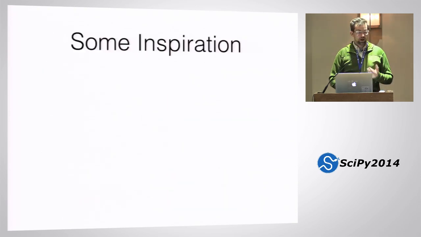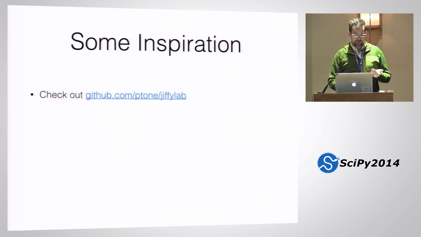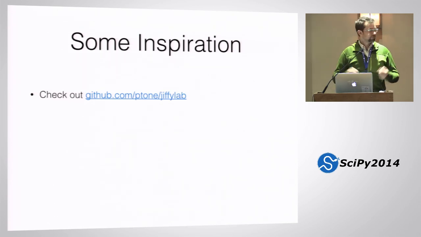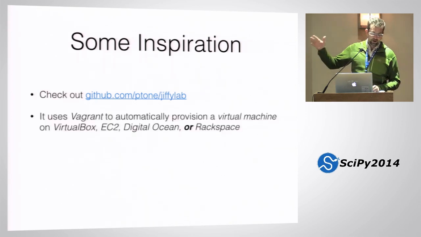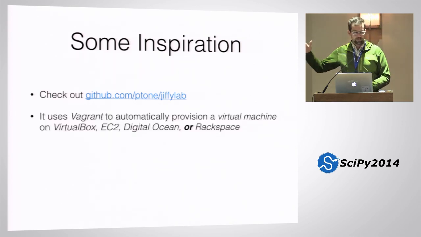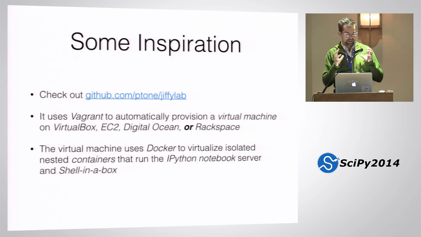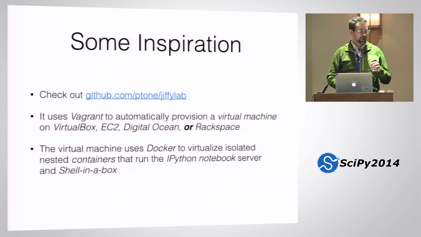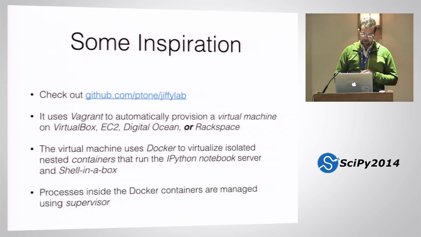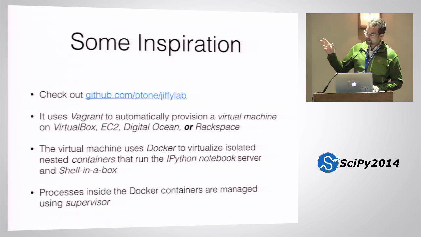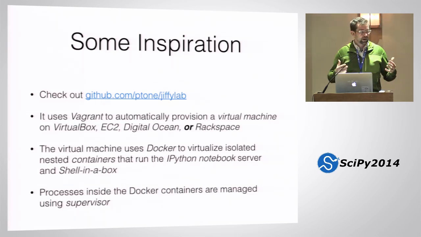So some inspiration for us initially came from this project called Jiffy Lab, which I think Preston, I saw him. I don't know if he's here. So Jiffy Lab is really cool. It uses Vagrant to automatically provision a virtual machine on VirtualBox, EC2, DigitalOcean, or Rackspace. The virtual machine uses Docker to virtualize isolated nested containers that run the IPython notebook and shell in a box, which are both accessible via web browsers. And processes inside the Docker containers are managed using Supervisor.